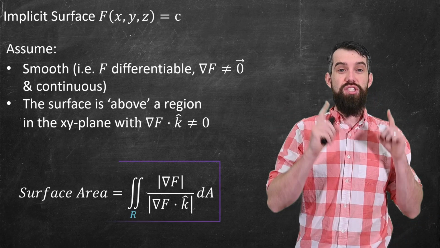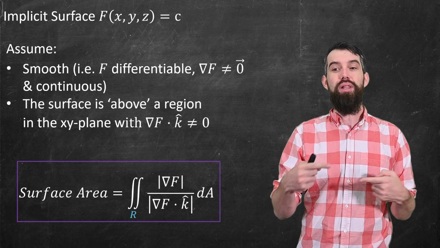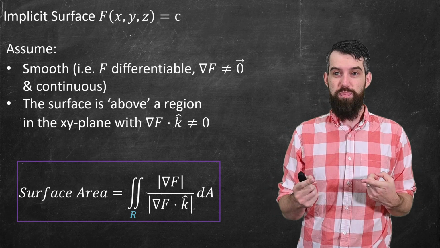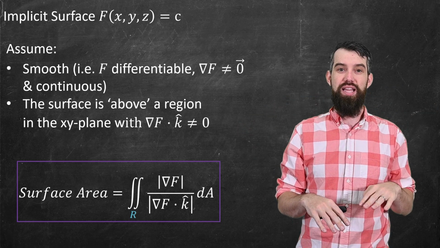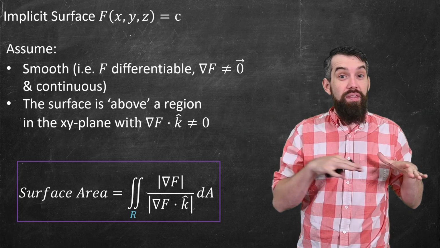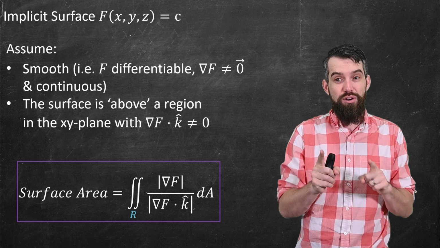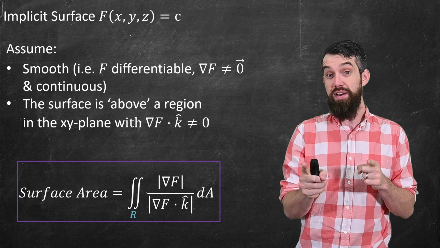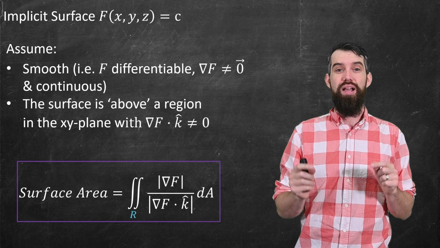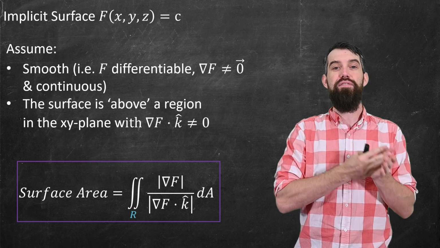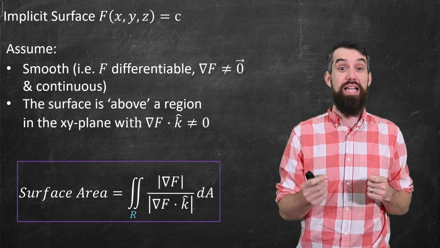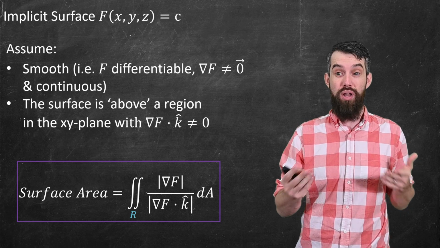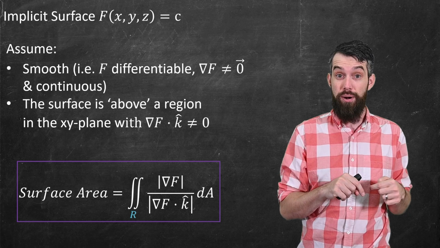Here it is. The surface area is the double integral over a region in the xy plane. So it's saying that I'm above a region in the xy plane. I can take an integral with respect to area in the xy plane, so a dx dy, and then my integrand is the magnitude of the gradient of f divided by the magnitude of the gradient of f dotted with k hat. And notice here in our formula how important it was that the gradient of f dotted with k hat was non-zero, because that's down in the denominator.